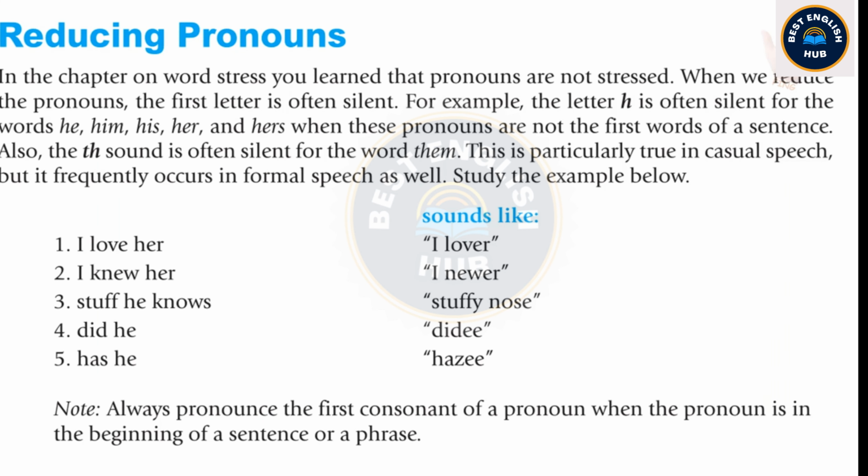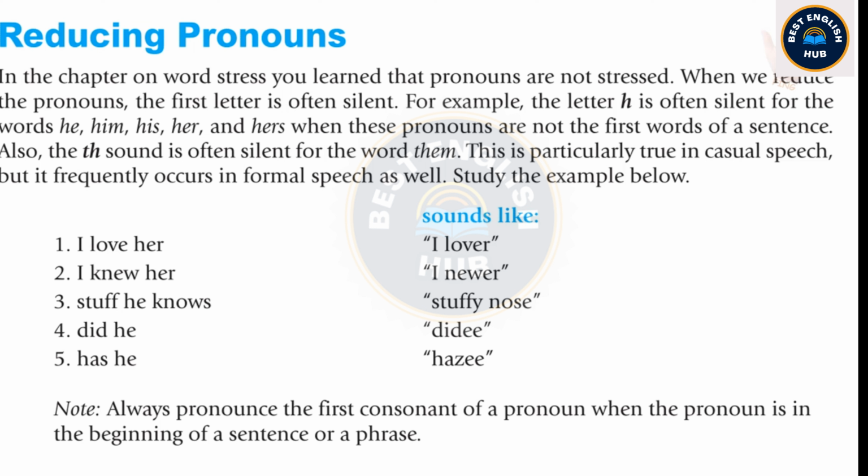Reducing pronouns. In the chapter on word stress, you learned that pronouns are not stressed. When we reduce the pronouns, the first letter is often silent. For example, the letter H is often silent in the words he, him, his, her, and hers when these pronouns are not the first words of a sentence. Also, the TH sound is often silent in the word them. This is particularly true in casual speech, but it frequently occurs in formal speech as well.